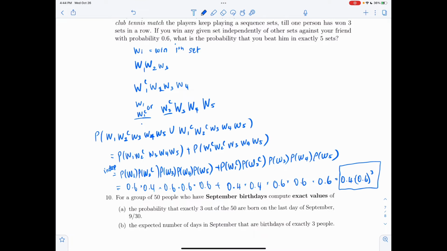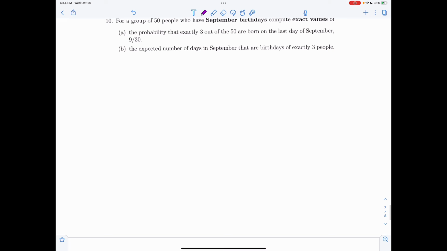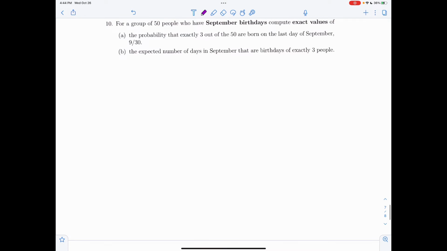All right. Okay, let's move on to number 10. For a group of 50 people who have September birthdays, compute the exact values of the probability that exactly 3 out of the 50 are born on the last day of September, 9:30. Okay, so let's look at that.